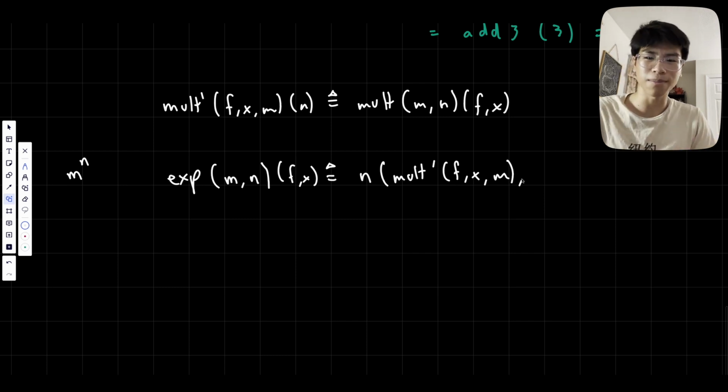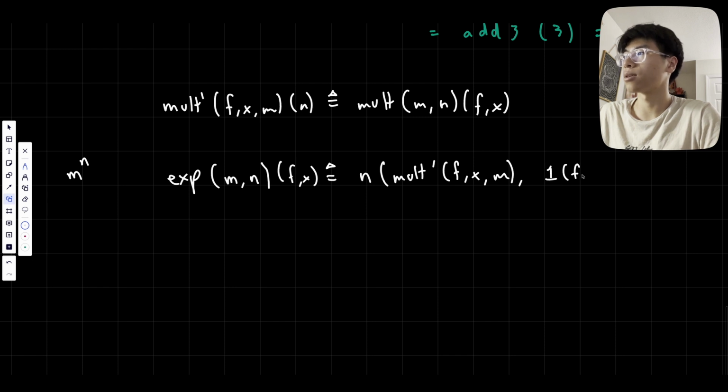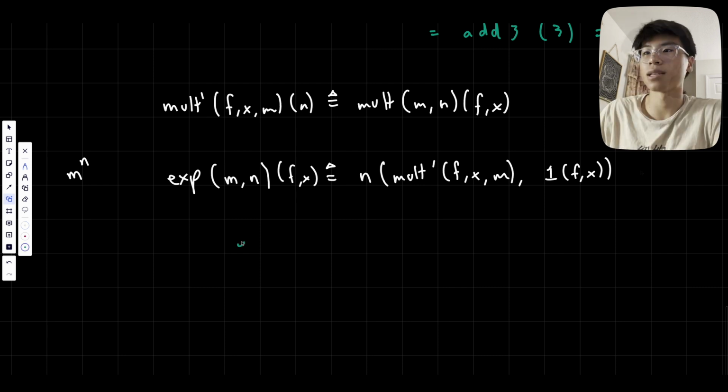And what are we multiplying by? What's going to be our x? If we put in a 0, 0 times anything is 0. That's not going to do work for us. What we need is 1. We're going to need 1 in here. Okay, we're going to have 1, and we're going to feed in f of x as well.